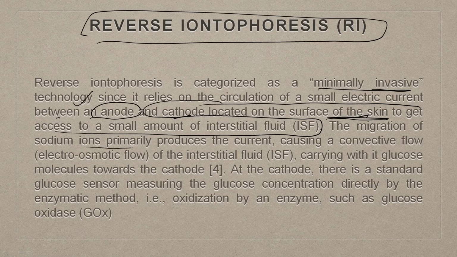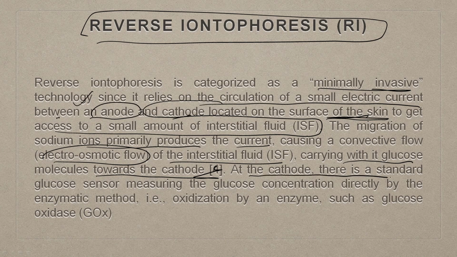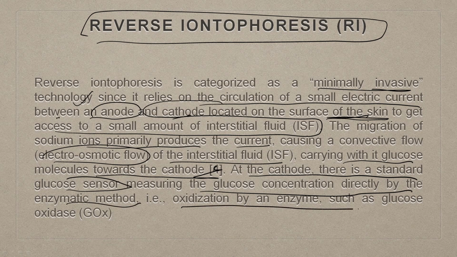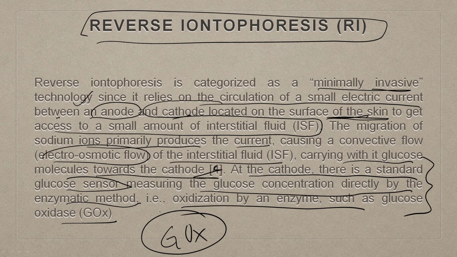The migration of sodium ions primarily produces the current, causing convective flow or electroosmotic flow of the interstitial fluid, carrying with it glucose molecules towards the cathode. At the cathode, there is a standard glucose sensor measuring the glucose concentration directly by enzymatic method. So now, at the cathode, what you are using is the glucose oxidase assay, but you are forcing it. So that's why it is called reverse iontophoresis. You are basically having an embedded cathode and an anode in your body, and you are doing the measurement at the cathode.